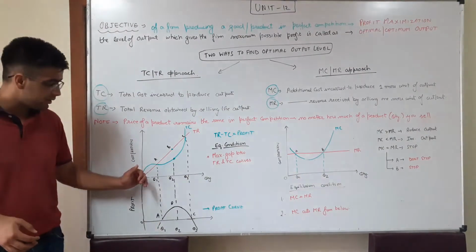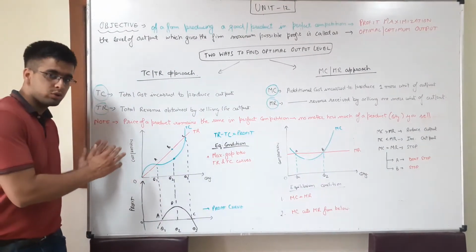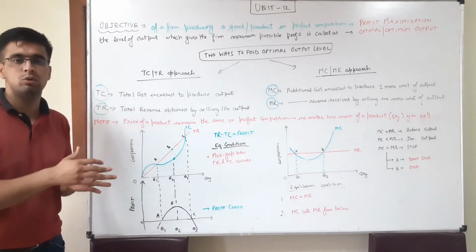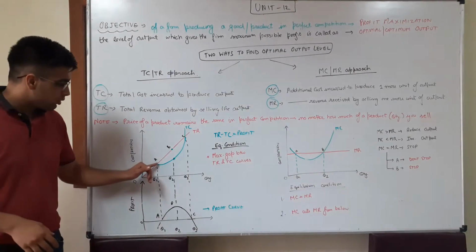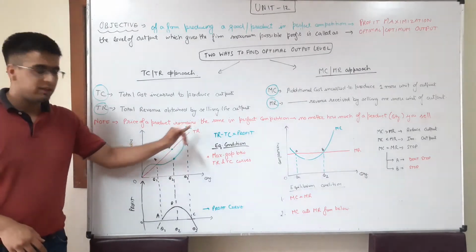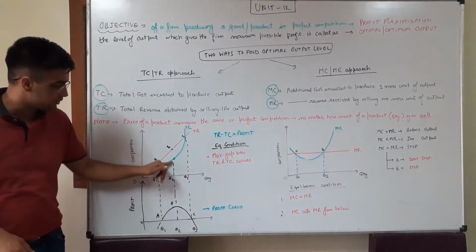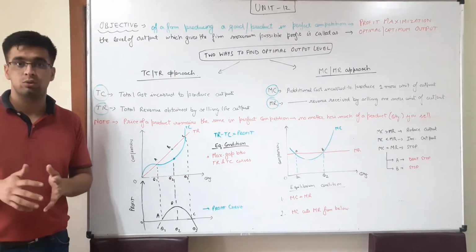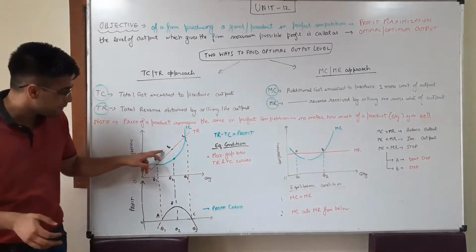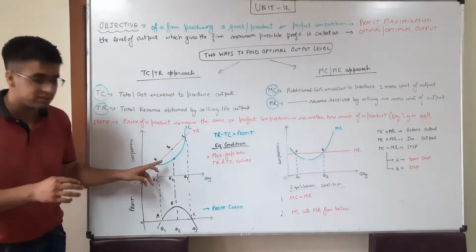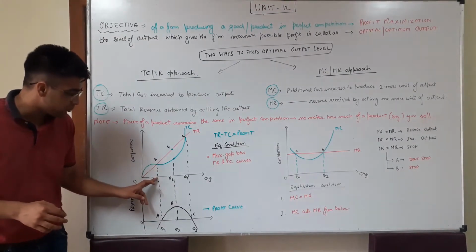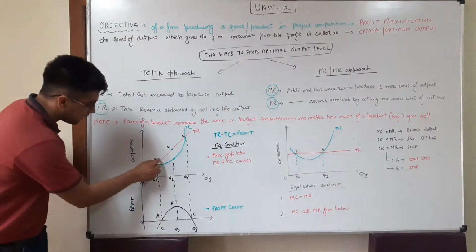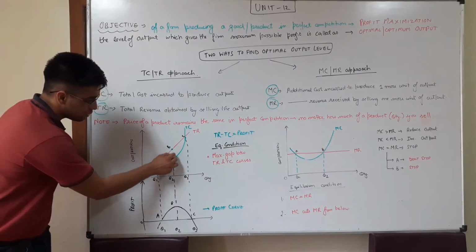Okay, and then if you increase your output from OQ1 further to OQ2, your total revenue keeps on increasing steadily, but your total cost is falling in this section. That means your total revenue is higher than total cost. That means you are getting profits. The gap between total revenue and total cost is increasing gradually as you move from OQ1 to OQ2. You can see the gap here. This gap is constantly increasing.